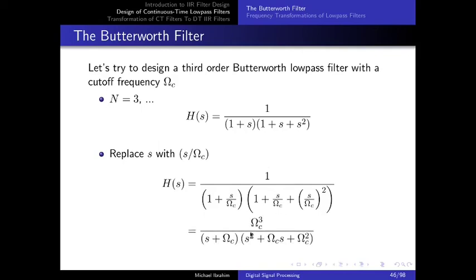And this will give you omega C to the power 3 in the numerator, and this kind of polynomial in the denominator. I want you to do it for the previous example where n was 5, and make sure that you understand how to substitute s with s over omega C, and you will reach the same result.